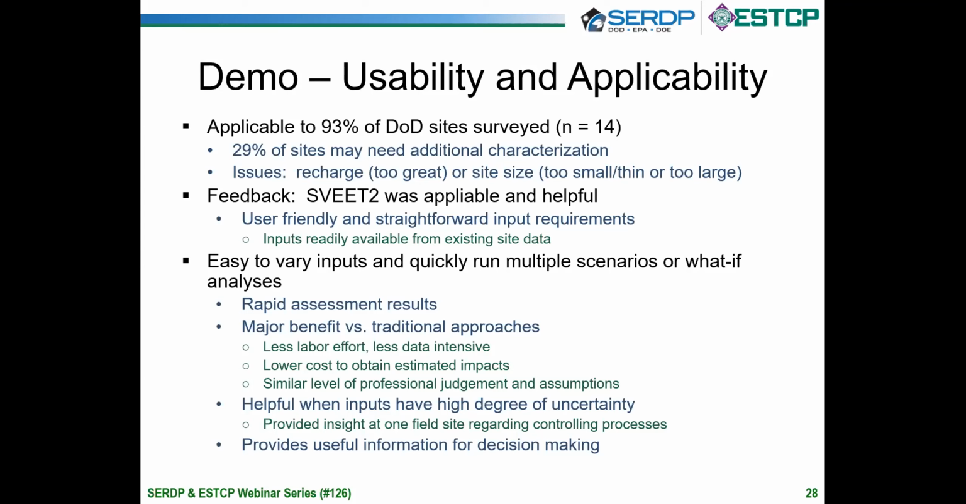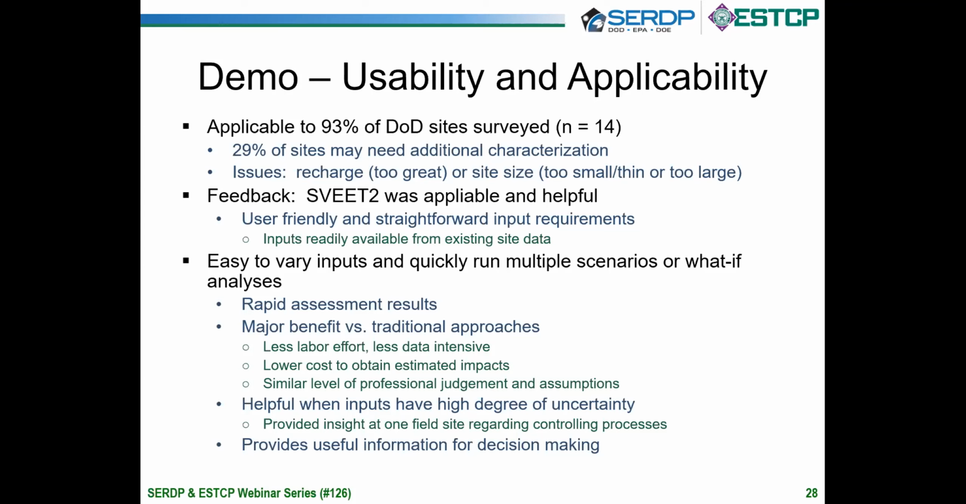Feedback from users was good, that SEET was applicable and helpful. They found it user-friendly and had straightforward input requirements, and they could use readily existing data to generate those inputs. They appreciated the fact that it was easy to vary the inputs and quickly run multiple scenarios or what-if analyses, rapidly getting results. They saw it as a major benefit versus traditional numerical modeling approaches, in that it took less labor effort, it was less data intensive, and it was a lower cost to obtain estimated impacts.